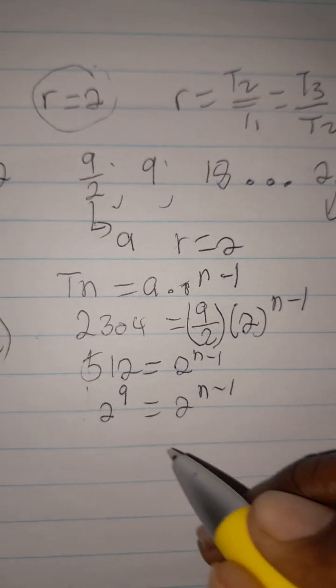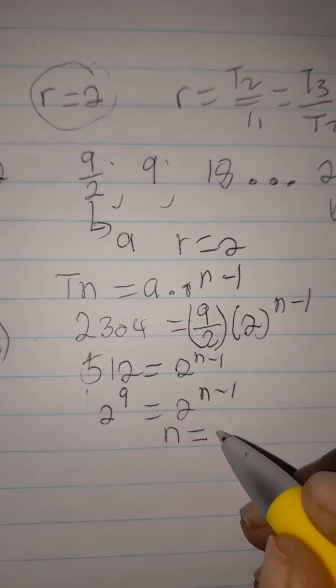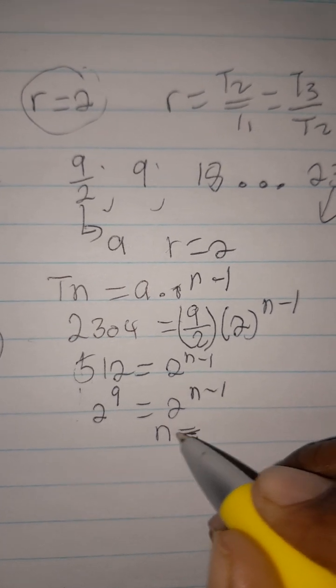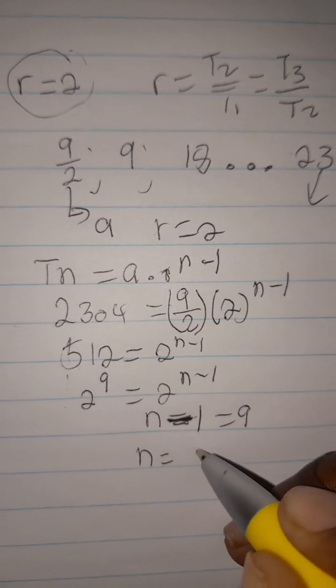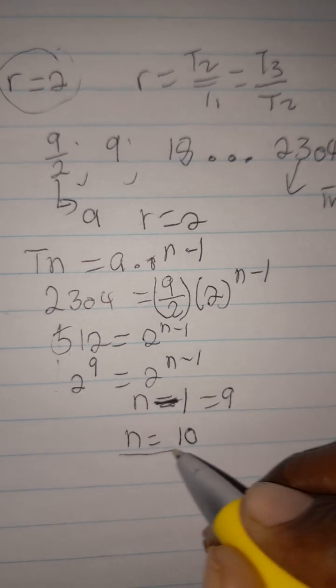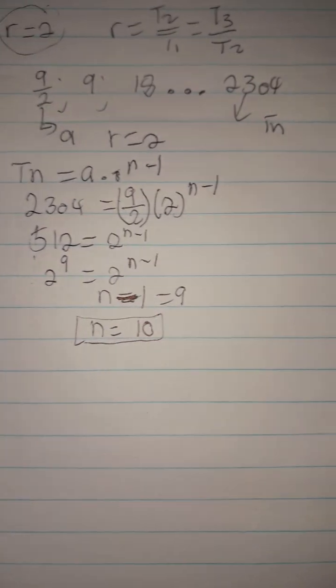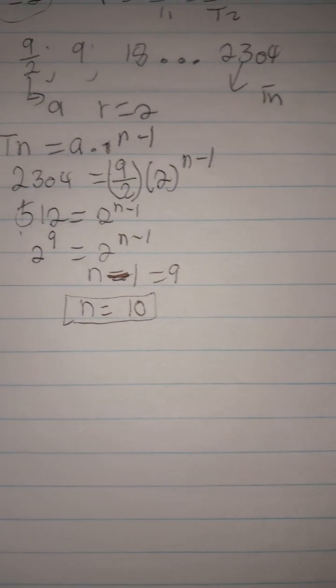Now the bases are the same. What do we do? We drop the base, meaning this will be n minus 1, which is equal to 9. Take 1 to the other side, 9 plus 1, that will be 10. So definitely we have conquered this, right? That's how you can get that beautiful 3 marks.